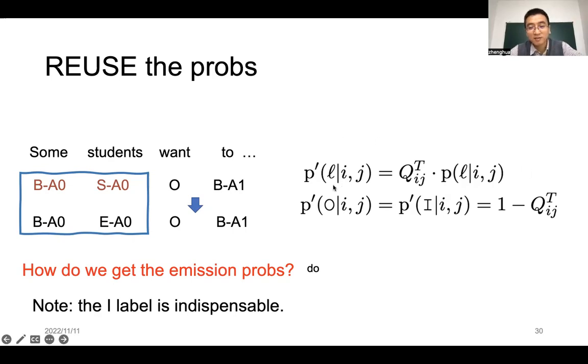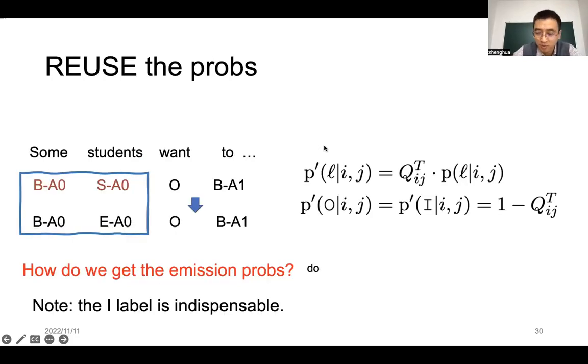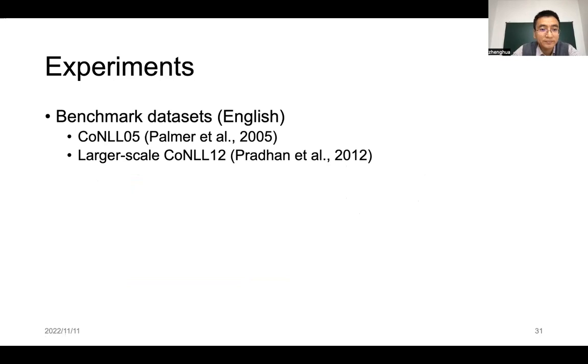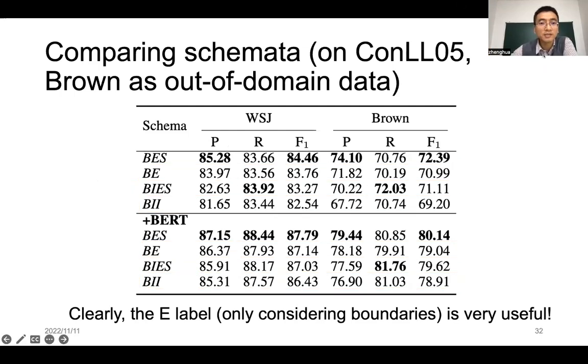Okay, I think the most difficult part is finished. This part is actually very difficult to understand. So we conduct some experiments mostly on English. In this paper, we don't perform experiments on Chinese data sets. These two are very popularly used. First, we compare different schemata on code 0, 5. Brown is the out of domain test set, and this is the in domain test set.